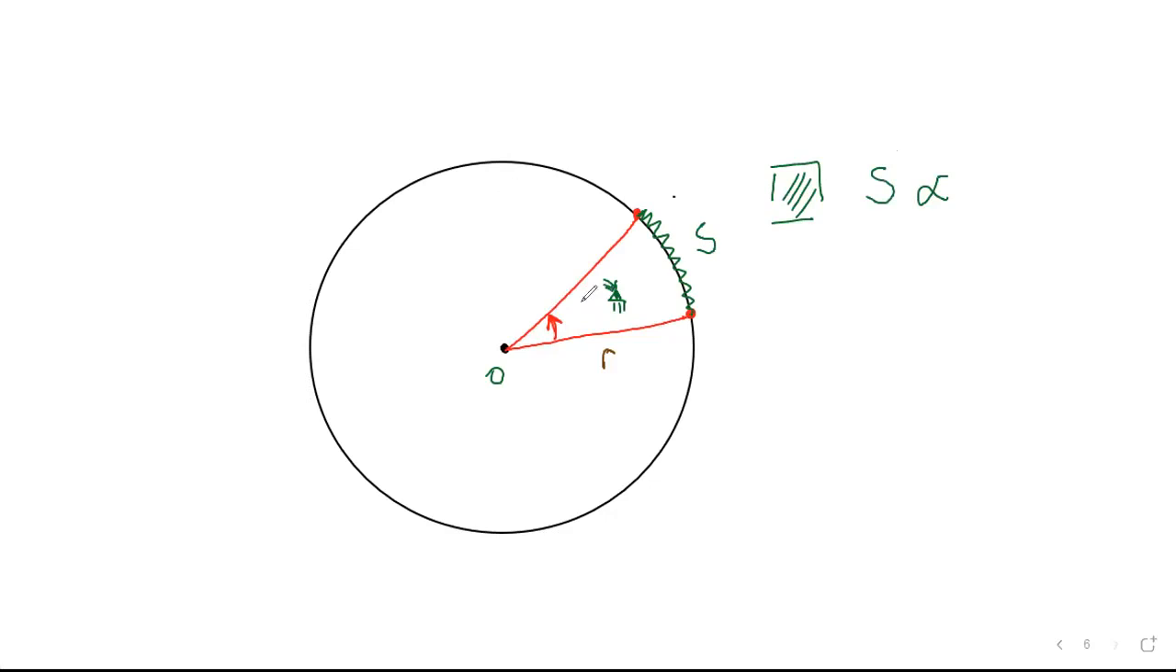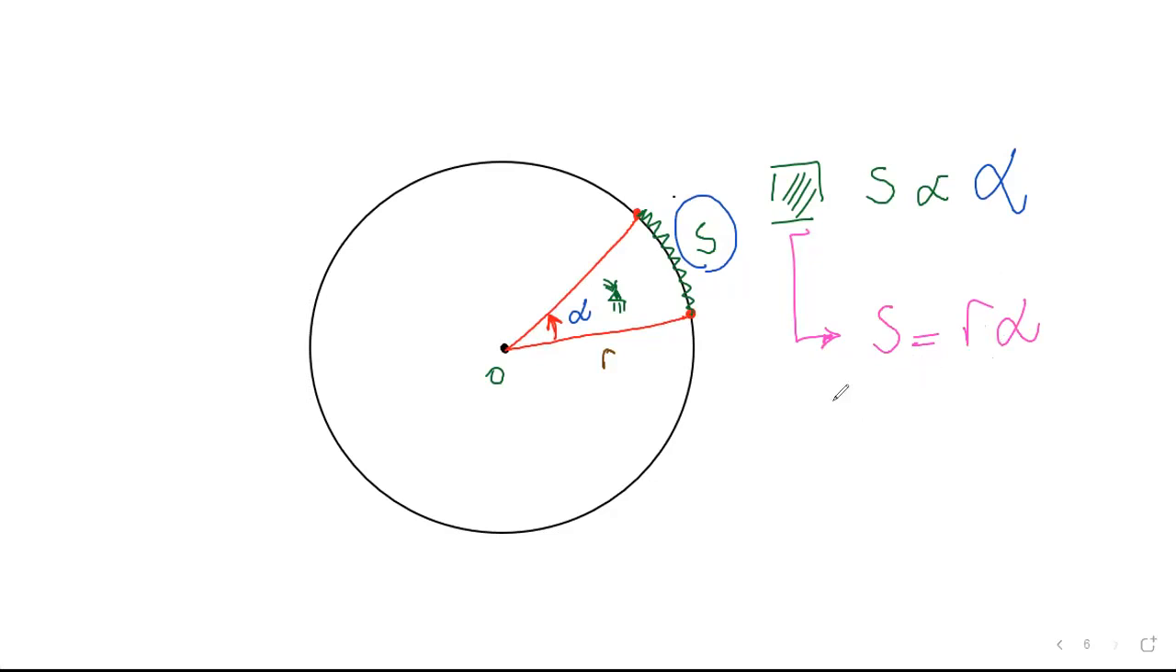I call the angle alpha. Then I say the arc length is proportional to the angle alpha, and we can prove later that the constant of proportionality says that S, the arc length, is equal to R times alpha. You see that R now is the constant of proportionality. You multiply that by R and it makes it a proportion.